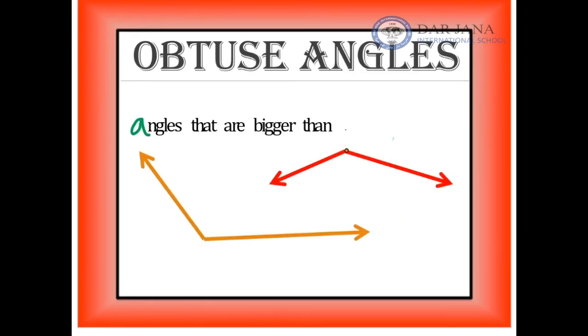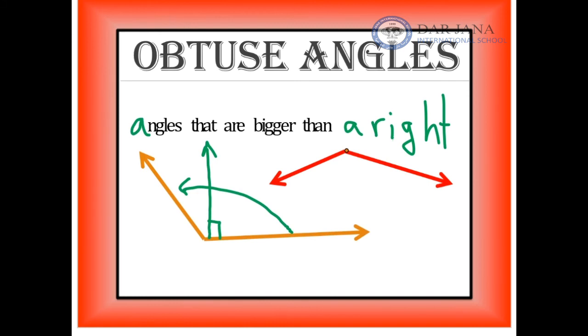Okay. Now the third kind is called obtuse angles. What do I mean by obtuse angles? They are angles that are bigger, or the opening is bigger or more than a what? A right angle. Okay. You're going to see if it was a right angle, it's supposed to be like this, but its opening is more than a right angle. Here also the same. If it was a right angle, it's supposed to be like this, but the opening is wider or more than a right angle.